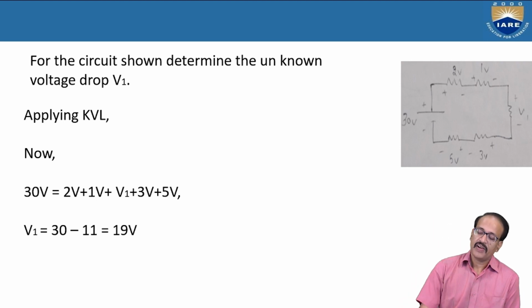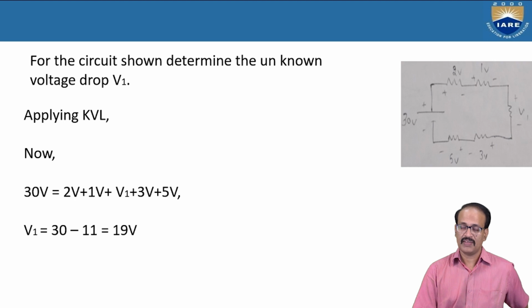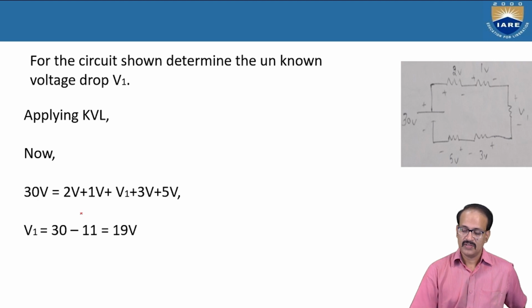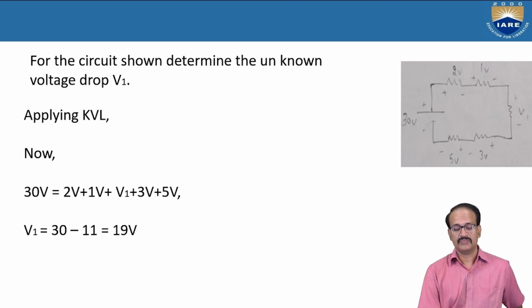So now we can easily find it with the help of KVL. The sending voltage is equal to the sum of the individual voltages. So from here we start. 2 volts plus 1 volt plus V1. We don't know V1, so we'll write it as it is, V1. And the next is 3 volts plus 5 volts. Now if you simplify, you will get the unknown voltage, that is 30 minus 11, which is equal to 19 volts.